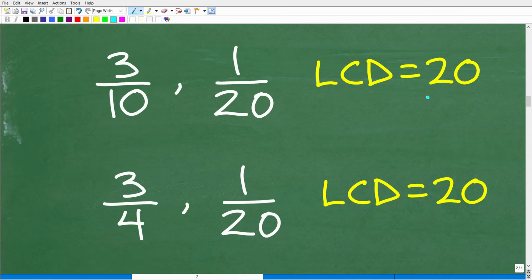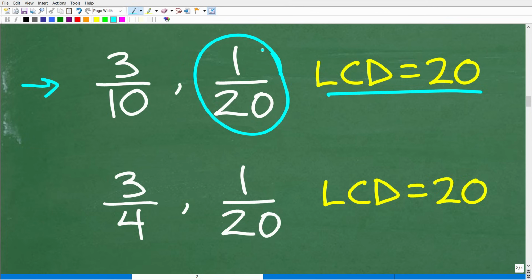So let's take a look at two situations. So here we have two fractions, 3/10 and 1 over 20. What is the LCD of these two fractions? Well, it is 20, okay? But if I said one of the fractions is 1 over 20, and I have two fractions, the LCD is 20, what's the lowest possible denominator of the other fraction?